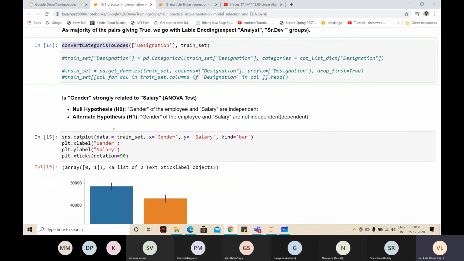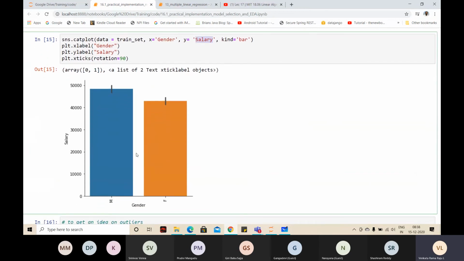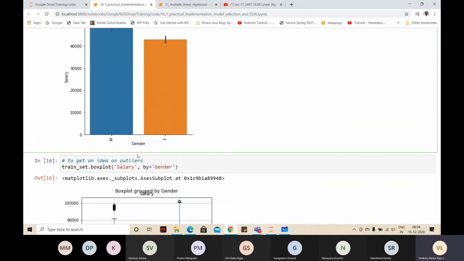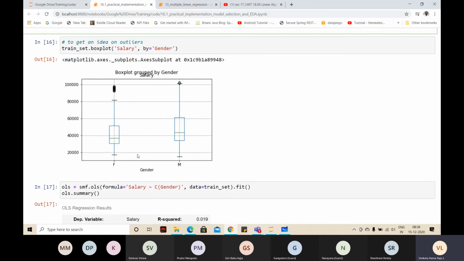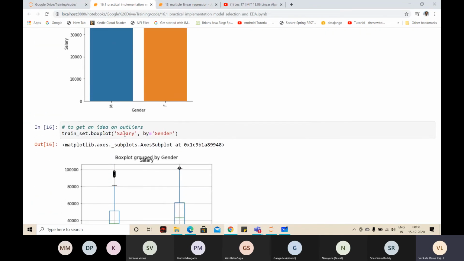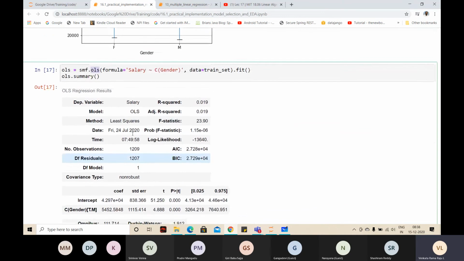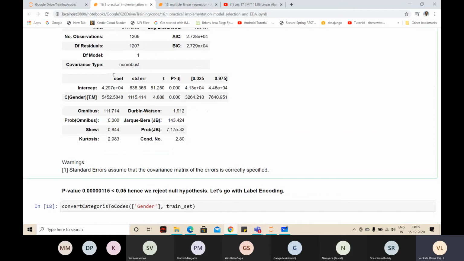Okay, then gender and salary. I am trying to look whether there is a distinction. There is not much distinction, so we can go with one hot encoding. See, I did one hot encoding. There are only two categories in the gender column, so I did one hot encoding using the OLS algorithm.